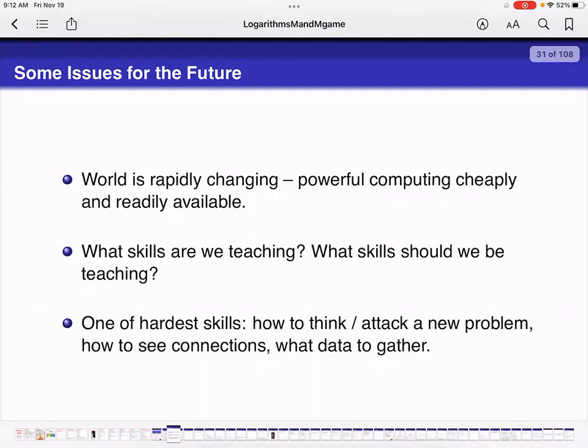The world is changing immensely quickly. The amount of computational power we have at our disposal now is just magnitudes more than what it was when you were young, which is orders of magnitude more than what it was when I was young. And when you go back to my father, who learned and actually had slide rules, it's very different. What skills are we teaching, and what skills should we be teaching?